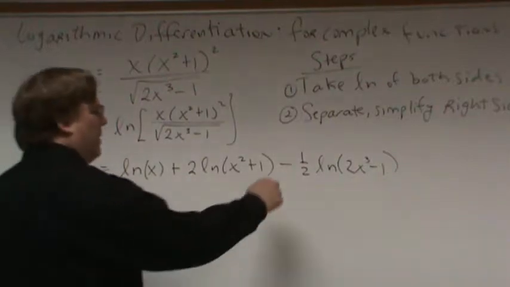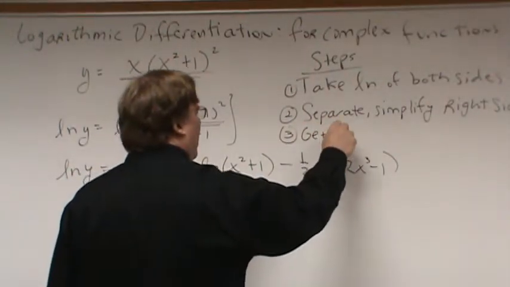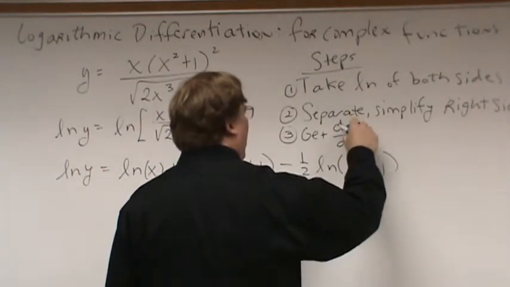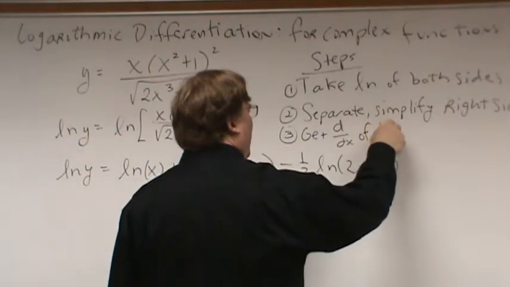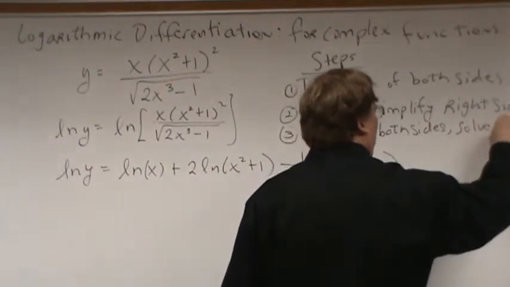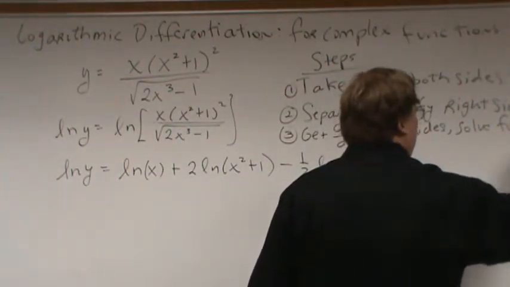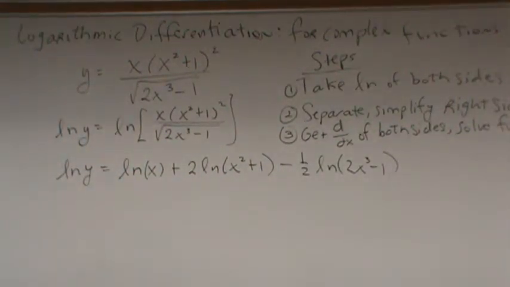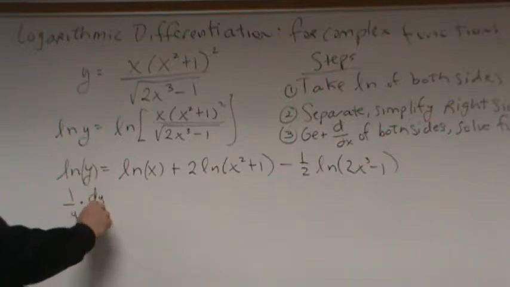And then the third step is get the derivative of both sides, solve for dy dx. So what's the derivative of the log natural of y? 1 over y times dy dx. Beautiful. Derivative of log natural of anything is 1 over that thing, except I have to multiply by the derivative of that thing.